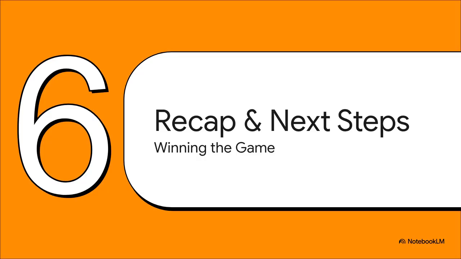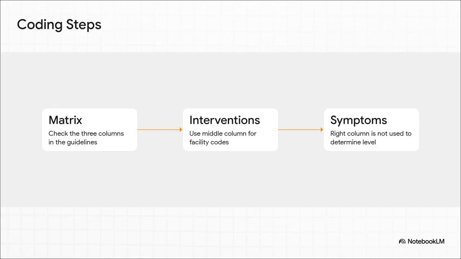Okay, Section 6. Let's do a quick recap and talk about next steps so you can win this game every time. Here's how you do it. Step 1. Always map the staff actions to the ACEP board in column 2. Step 2. Completely ignore the symptoms in column 3. They're a distraction and do not dictate your code. Step 3. Find the absolute highest staff intervention performed because that single action drives your final facility code.